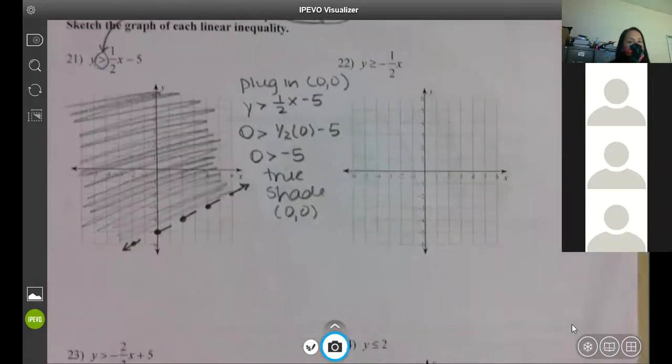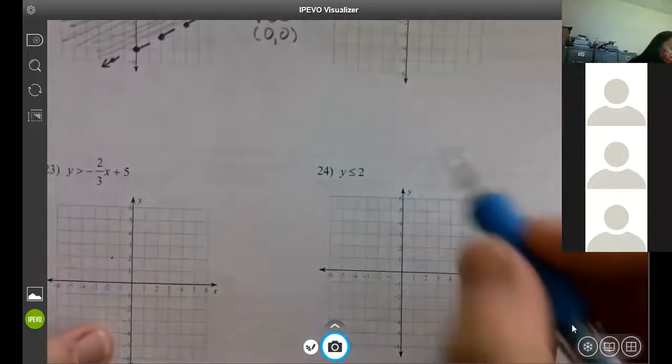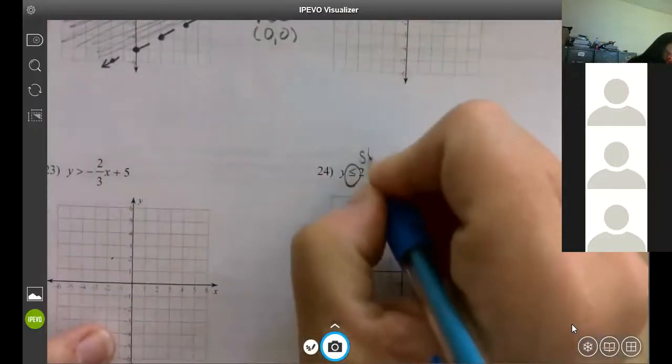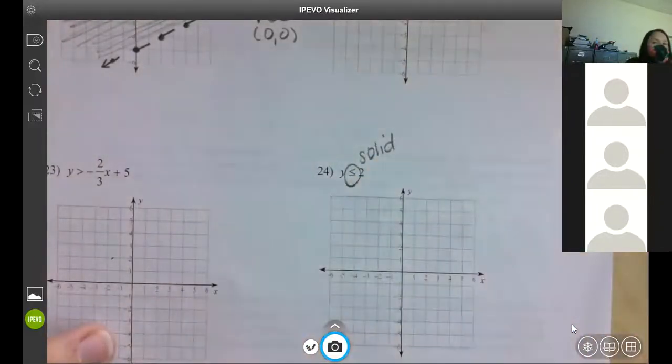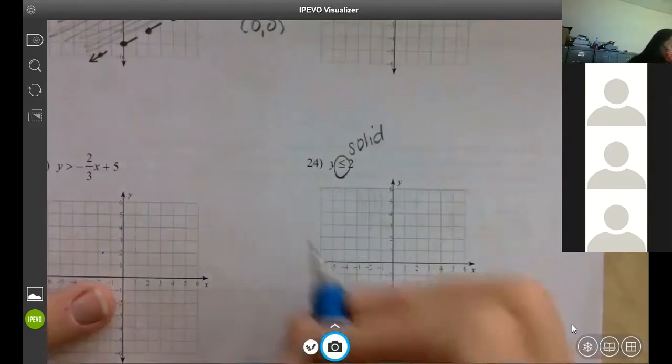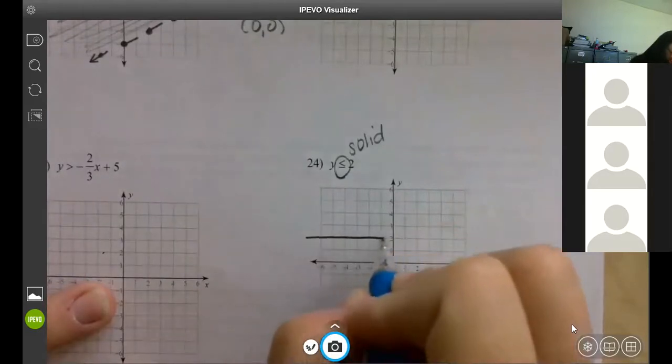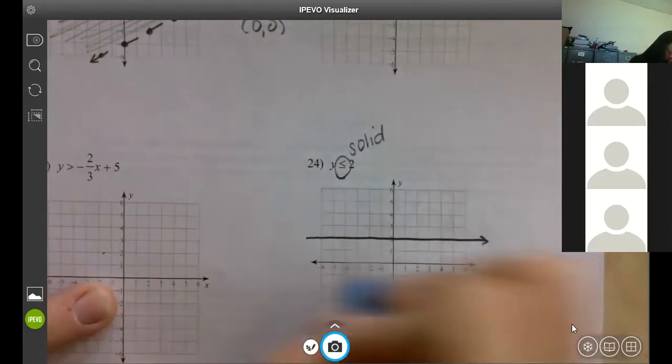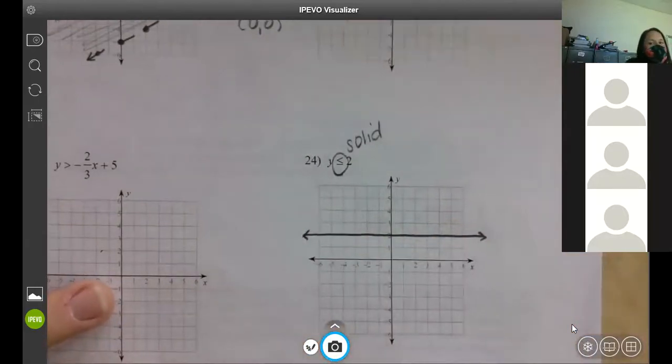Let's do number 24. Is number 24 solid or dashed? Solid. What kind of line is this? Y is less than or equal to 2. It's flat. Horizontal at 2, where y equals 2. It was solid, so we made it solid.